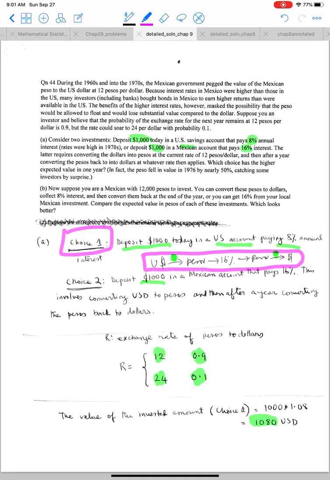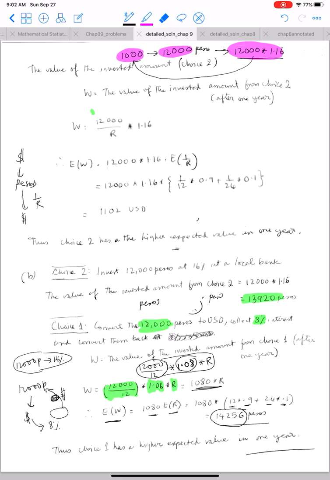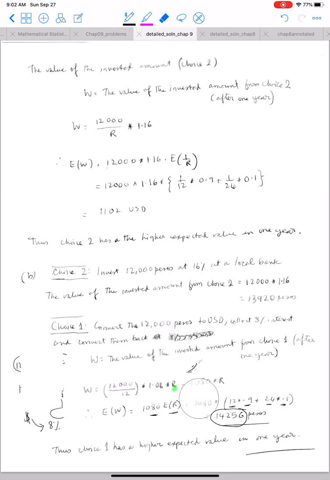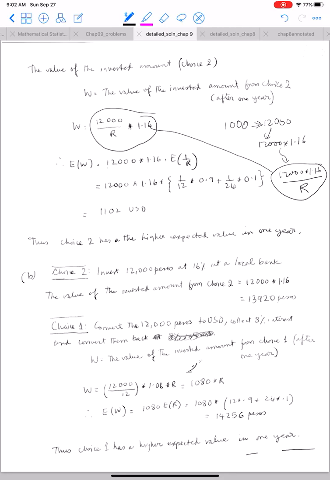So let us see. We saw that adopting the first strategy gives us $1,080. What happens if we follow the second strategy? We first convert my 1,000 US dollars to Mexican currency at the current rate, which is 12 pesos per dollar, which gives me 12,000 pesos. Now I invest this 12,000 pesos in a Mexican bank at 16% interest rate. So I get 12,000 times 1.16. Now I convert this amount to US dollars again, and that is 12,000 times 1.16 divided by the exchange rate. So this is my final answer, and this involves the random variable r.